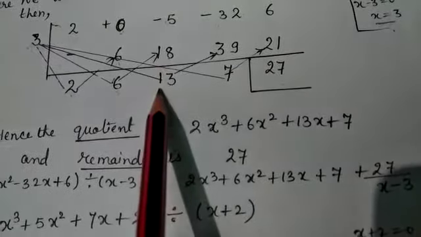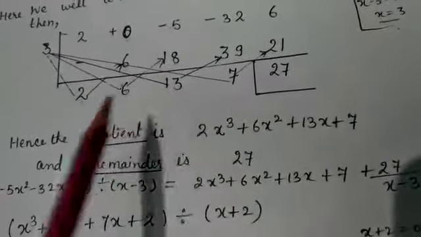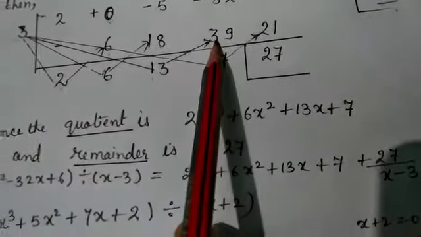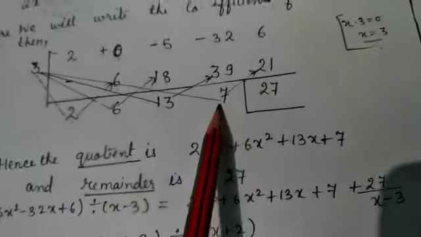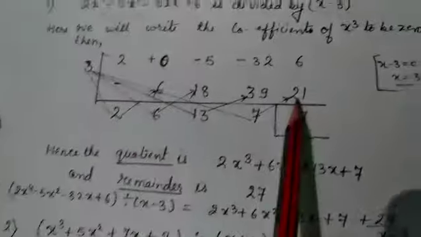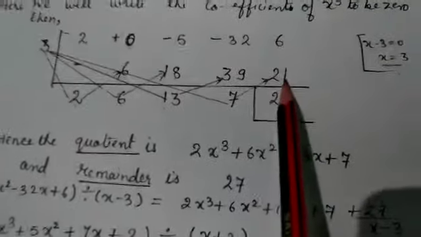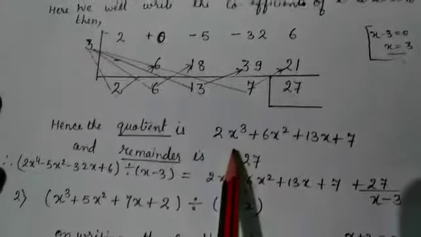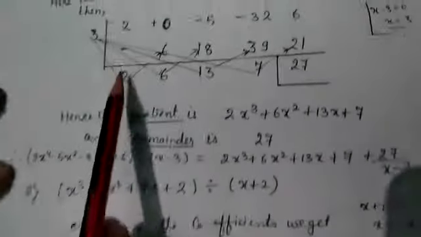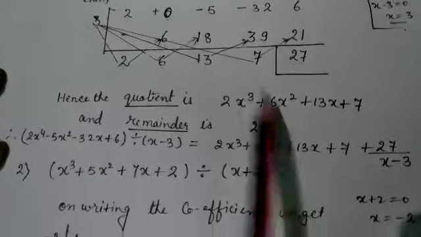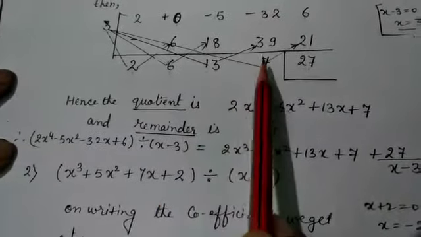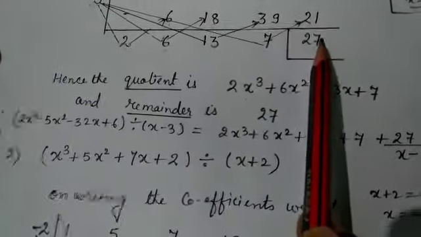And on adding we'll get here 13. Again 13 into 3 will become 39. On adding these two we will get 7. Again with 7 we'll multiply with 3. 7 3s are 21. And when we add 21 plus 6 we will get 27. So this 27 is the remainder. So here the quotient is, since one power is reduced here, 2x cube plus 6x square plus 13x plus 7, and the remainder is 27.